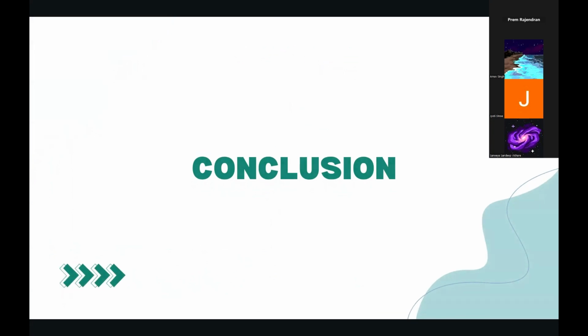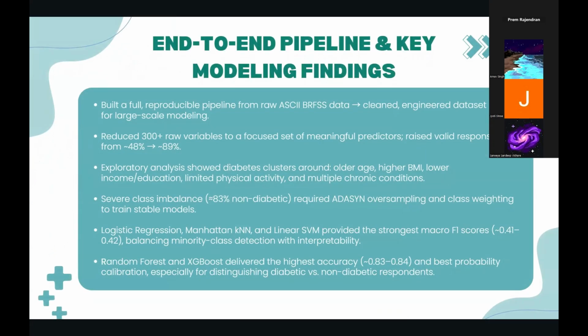In conclusion, we built an end-to-end machine learning pipeline that starts from raw CDC ASCII files and produces a cleaned, engineered dataset that models can reliably learn from. Through feature selection and cleaning, we cut hundreds of noisy variables down to a compact, clinically relevant set and dramatically increased the proportion of usable data. Our exploratory visualizations confirmed that diabetes risk clusters around well-known socioeconomic and metabolic patterns: higher BMI, older age, lower income and education, poor general health, and inactivity.